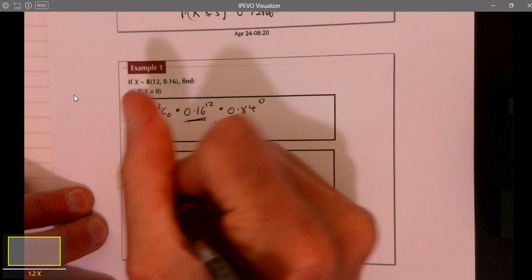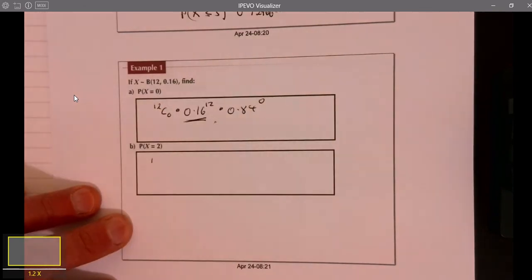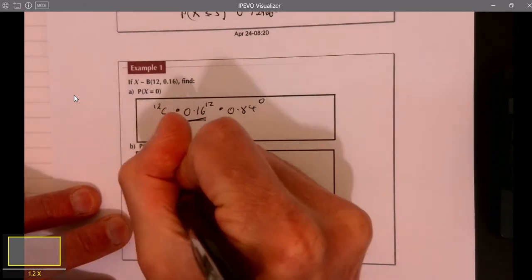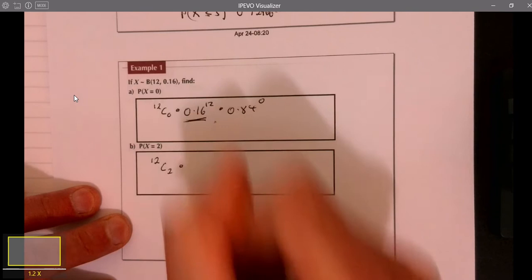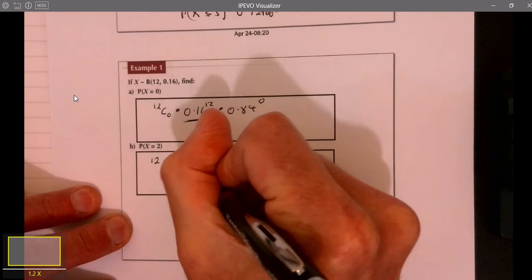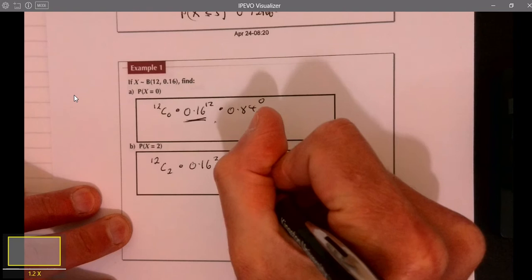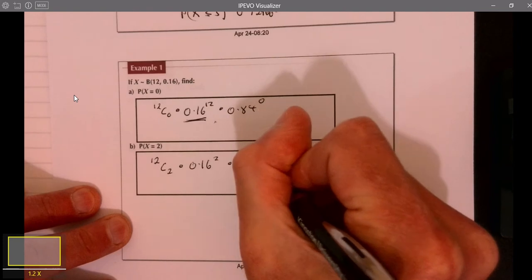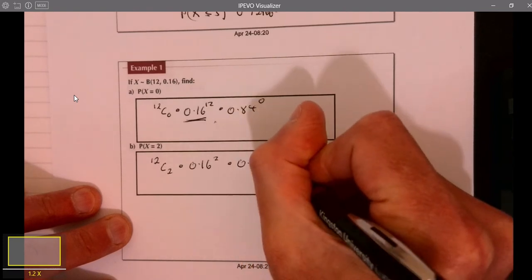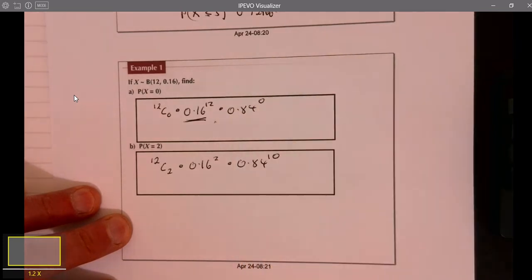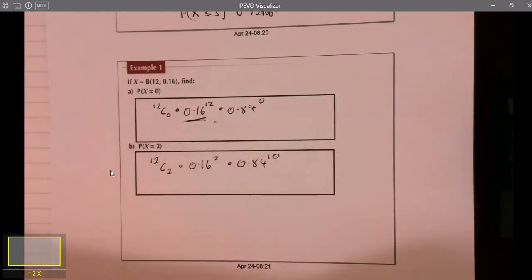And then the second one. So what do we got here? We've got 12C2, and then 0.16 to the power of 2, and then 0.84 to the power of 10. And then obviously we can go and work that out. I just want to show you.